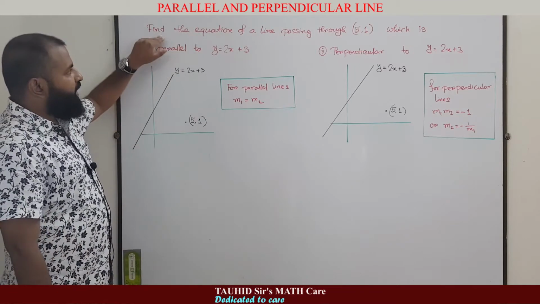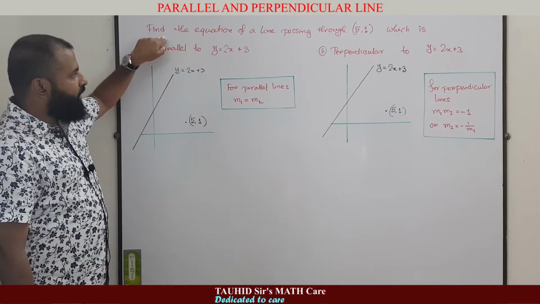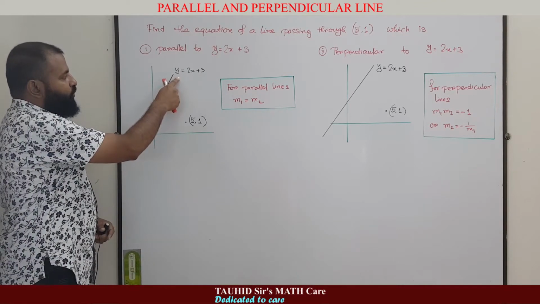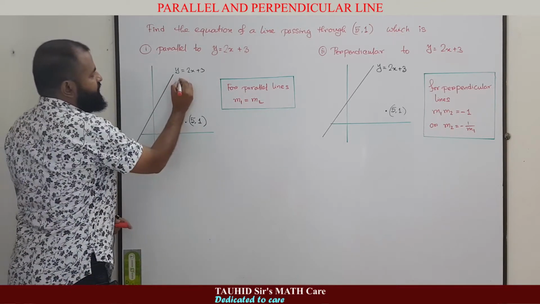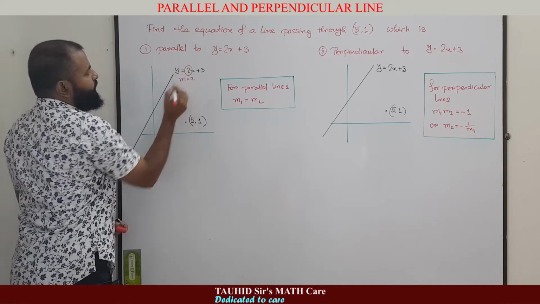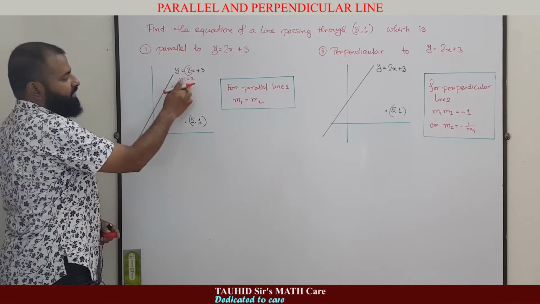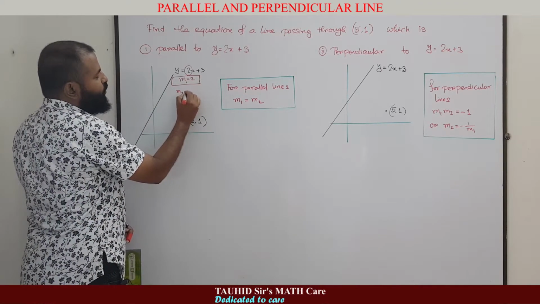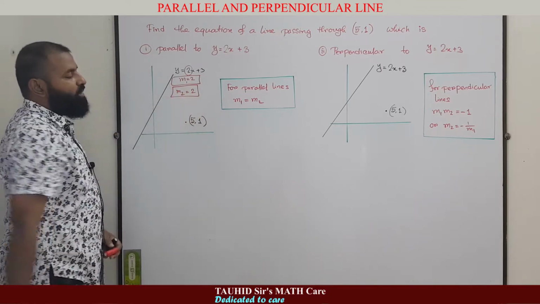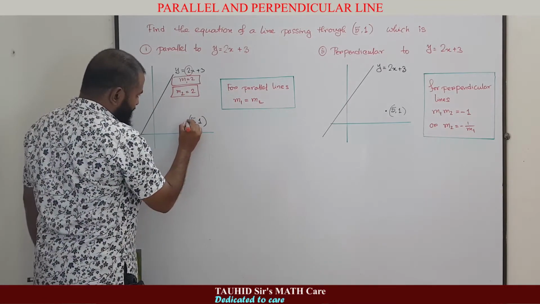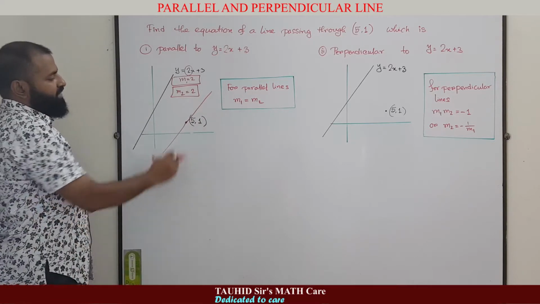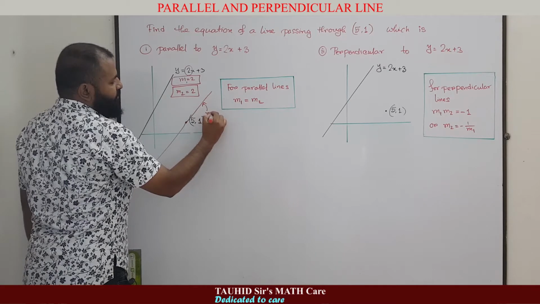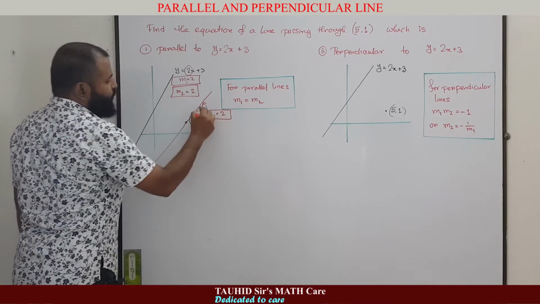For the first question, find the equation of the line passing through (5, 1) which is parallel to y equal to 2x plus 3. We see the line y equal to 2x plus 3 here. Its gradient is 2, from y equal to mx plus c. So m1 equal to 2, and m2 will also be 2 as they are parallel lines. We need to find the equation of the line passing through (5, 1) and parallel to this line. So its gradient m2 we found as 2.